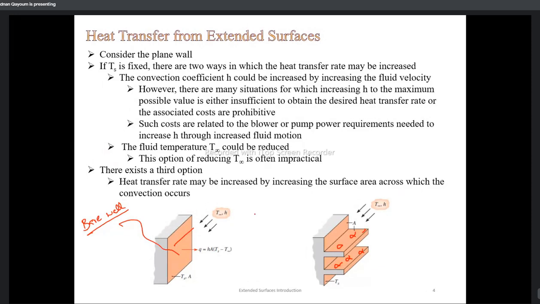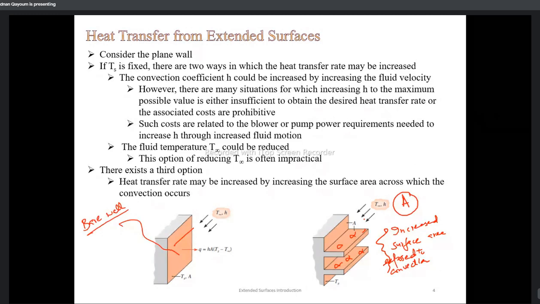Yes or no? So here, dekho na, you have increased the surface area exposed to the convection. Theek hai na? So you have increased the surface area, so this will perform better. This will do good as compared to that wall. Yes, no.